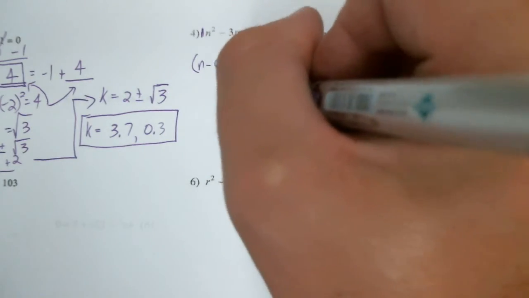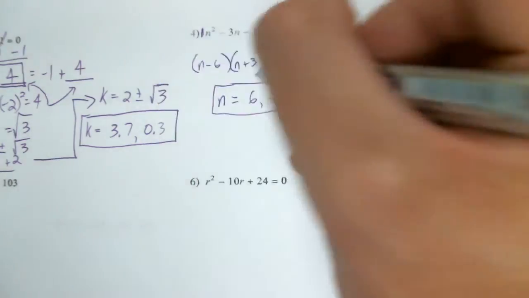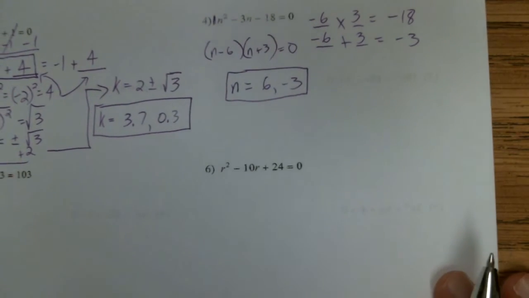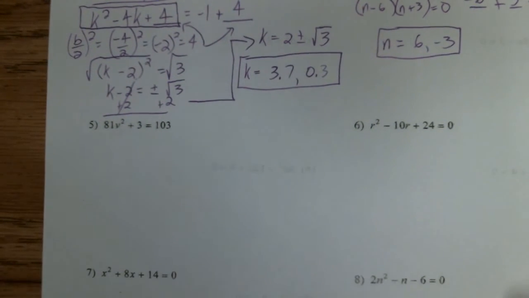Flippy flip. Positive 6 and negative 3. No reason to do quadratic formula on that. Absolutely no reason when you can easily factor it.